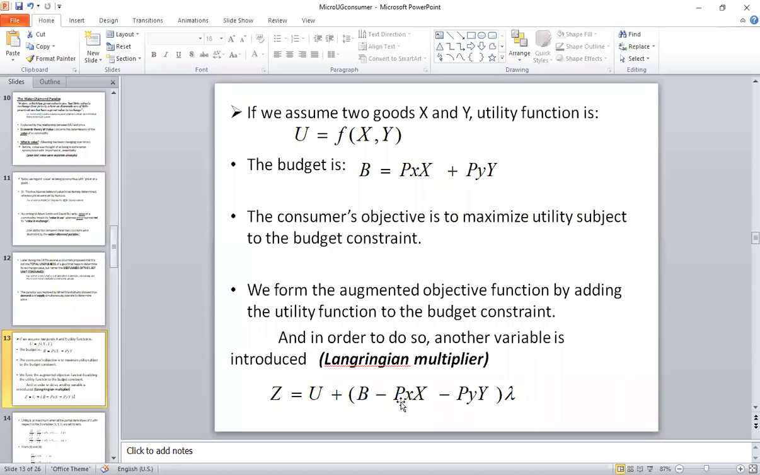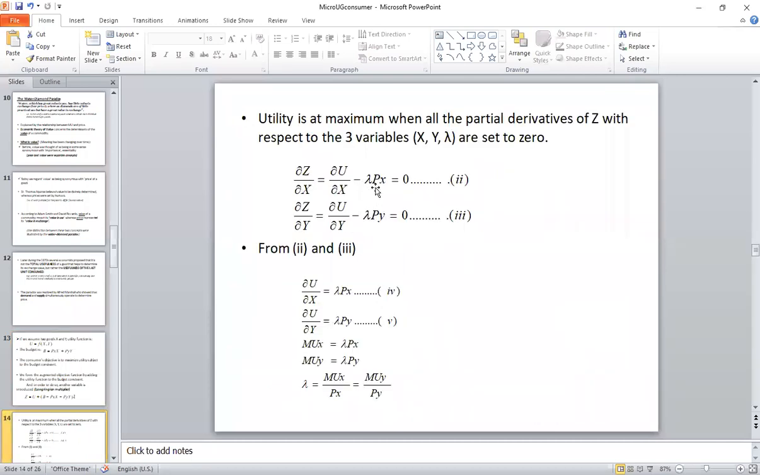Then here, when you differentiate like we did in the other equation, you remain with Px, the X cancels. Then you bring in this lambda because we are multiplying every variable with lambda. So that's why here we remain with lambda Px, and then we equate to 0. Then we do the same for Y, and we get equation 3. So from these two equations, dU/dX is equal to lambda Px, dU/dY is equal to lambda Py. dU/dX is the marginal utility of X, and dU/dY is the marginal utility of Y.